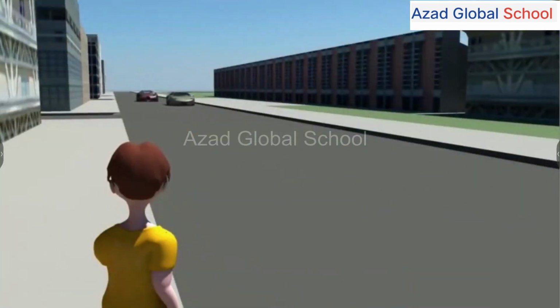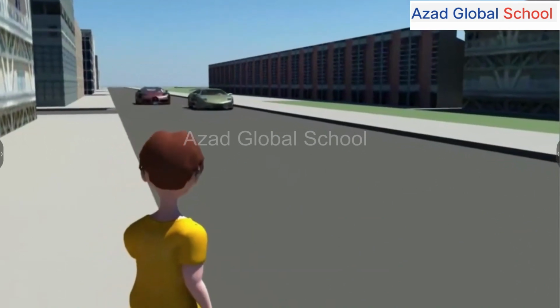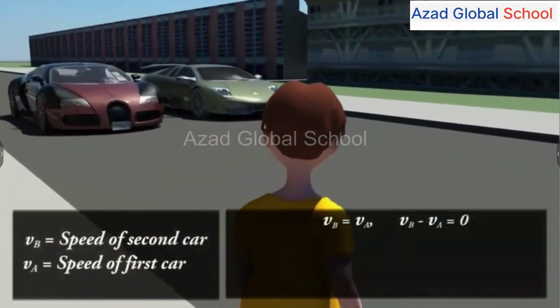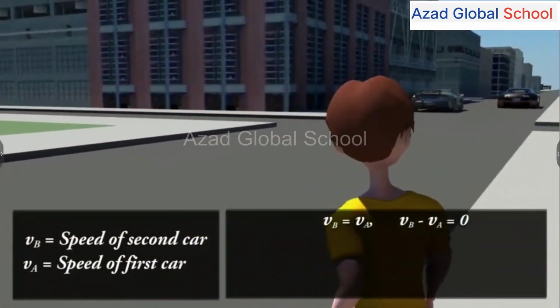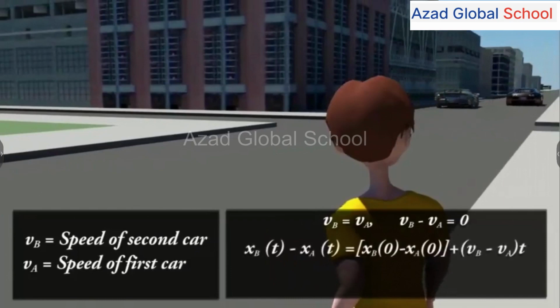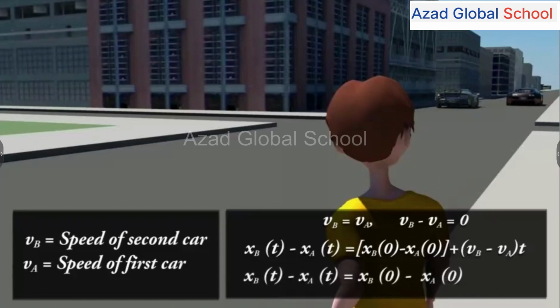Now let us consider some special cases. A. If VB is equal to VA, VB minus VA is equal to 0. Then, xB(t) minus xA(t) equals xB(0) minus xA(0) plus (VB minus VA) into t becomes xB(t) minus xA(t) equals xB(0) minus xA(0).